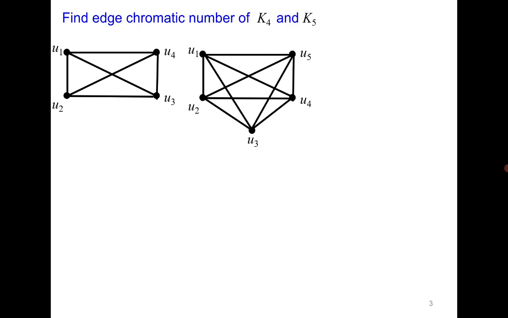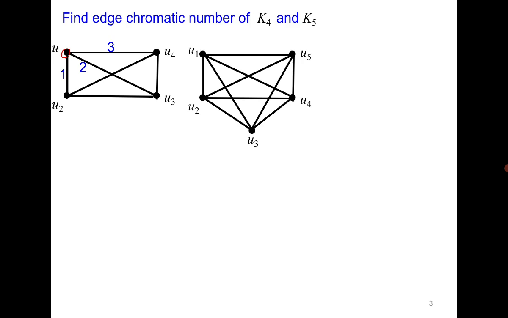So let's assume that we need to find the edge chromatic number for K4 and K5. Both are drawn here. You can try this exercise by yourself. If we look at K4, then we can begin with U1, this vertex, and you can see that there are three edges incident here. It means that all three edges are adjacent and therefore they must all have different colors.